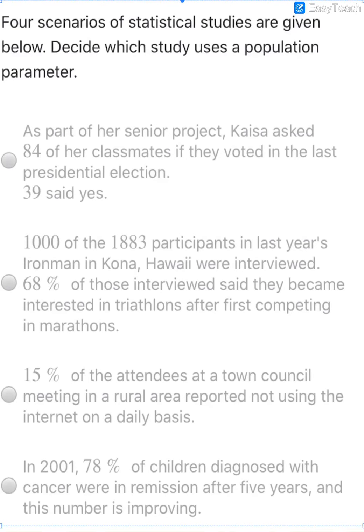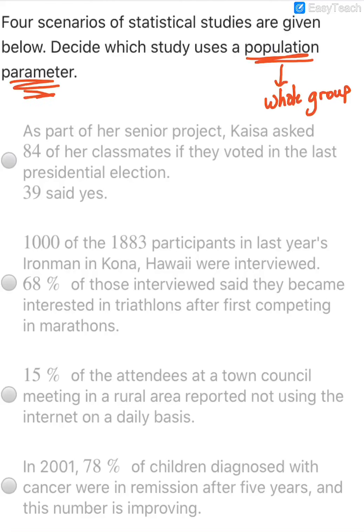We are going to look at some sample problems involving populations, samples, and the different types of sampling techniques. On this first question, they're telling us that 4 scenarios of statistical studies are given, and we're to decide which one uses a population parameter. So remember, population refers to the whole group, not a part of a group, the whole group. And then within that population, we're going to have some type of parameter, which is numerical data.